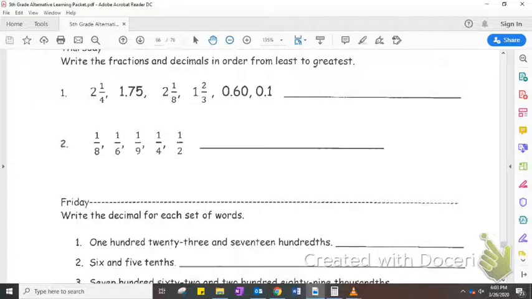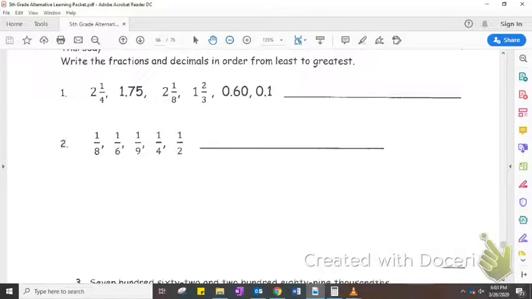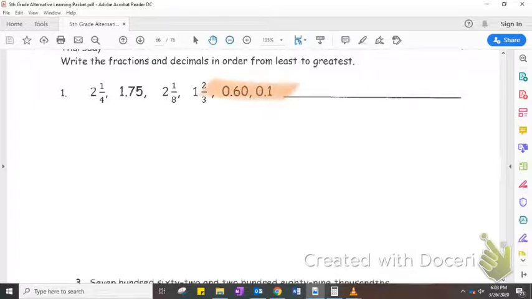Okay, for Thursday, write the fractions and decimals in order from least to greatest. Start with the first one. Okay, 2 1/4, 1 75 hundredths, 2 1/8, 1 2/3, 60 hundredths, and 1/10. Okay, let's start with the 2 that are less than 1. These ones right here, 60 hundredths and 1/10. They're both decimals, so we can write them on top of each other to help compare them.